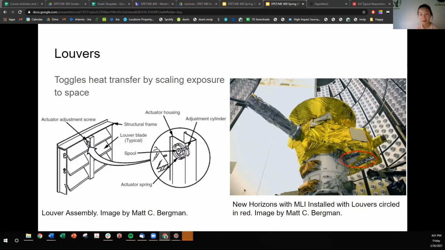As a rule of thumb, louvers reject 6 times as much heat in the open position as they do in the closed position. I guess this would be kind of an alternative to the surface coatings, which have that absorptivity to emissivity ratio. Just another solution. Okay.